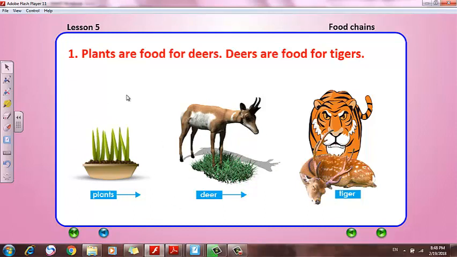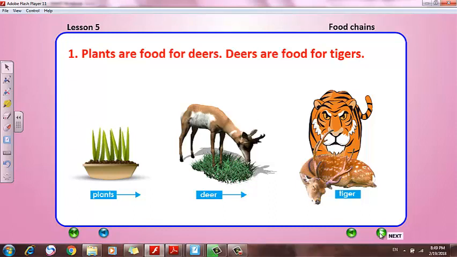Let's learn another piece of information. The poor animal that's eaten by the wild animal we call prey. So the deer is the prey of the tiger, and the tiger is the predator of the prey. Prey and predator. The predator is the wild animal that eats its prey, and the prey is the poor animal that is eaten by the predator.